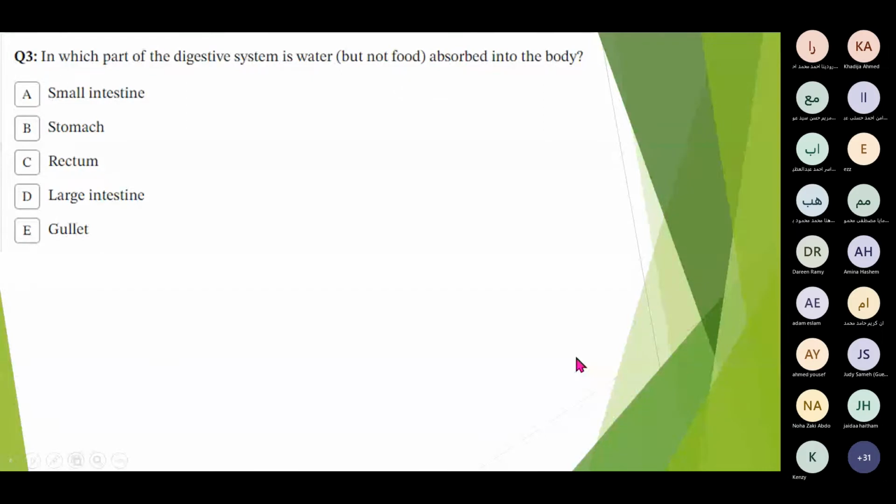In which part of the digestive system is water but not food absorbed into the body? Okay. In which part of the digestive system the water is absorbed into the body? ما دام حاجة يا جماعة between brackets كده، يعني I can omit it. أنا ممكن أشيلها خالص. Okay? What do you think, Kenda? Large intestine. And the correct answer, Kenda. Thank you. Let's see, Layla. Can you read?